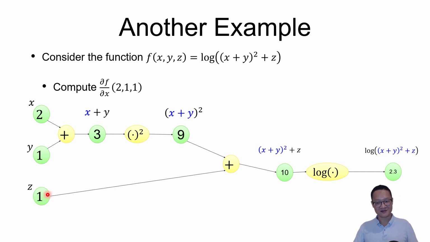So the first step is the forward pass. We plug in 2, 1, 1. Add things together, get 3, square that, get 9, and then add 9 and 1, you get 10 over here, and then log 10 is about 2.3. Okay, I'm not sure if that's actually correct, so we'll fix this later. I think 2.3, yeah, that's definitely not correct. But it's going to be some number over here.